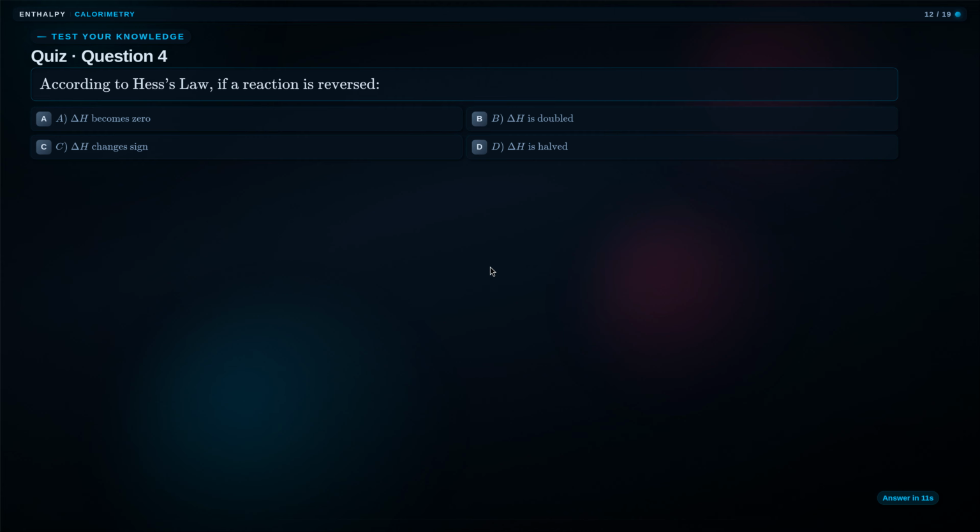The correct answer is C. Reversing a reaction changes the sign of delta H, but not the magnitude. Enthalpy is a state function, so the difference between products and reactants is the same, regardless of direction.